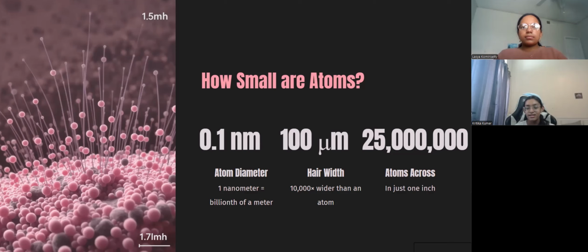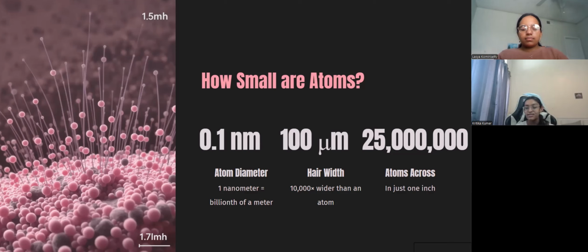And then let's compare that to our hair's width. If you take one strand of your hair and look at it, you're probably like, oh, that's really thin. Now, that width itself is 10,000 times wider than an entire atom, which is crazy, isn't it? And the actual width of a hair is 100 micrometers, and micro is a bigger unit than nano.